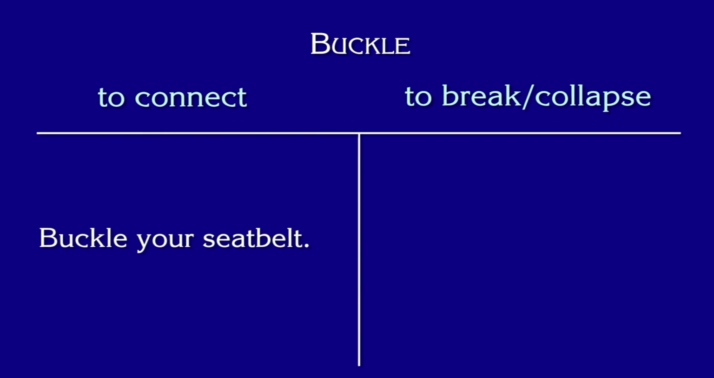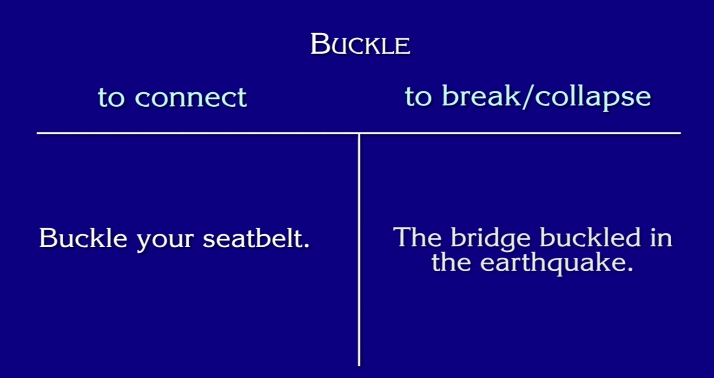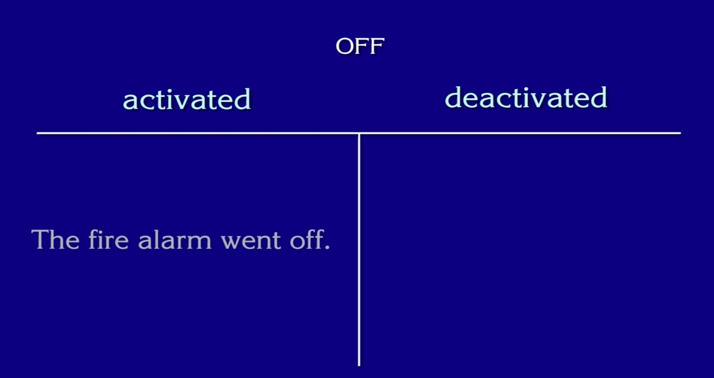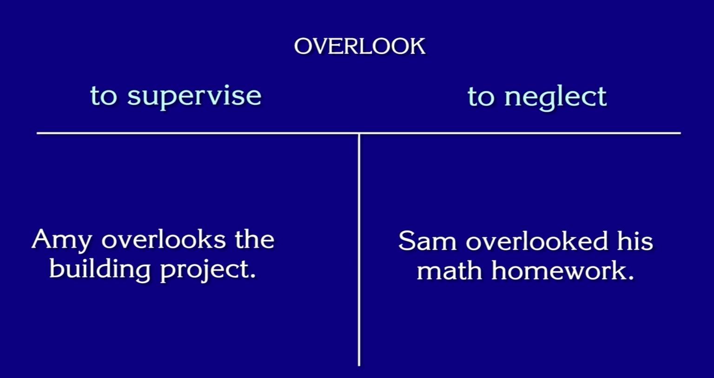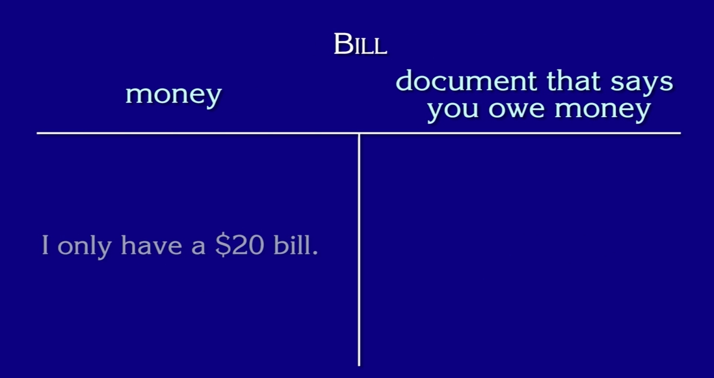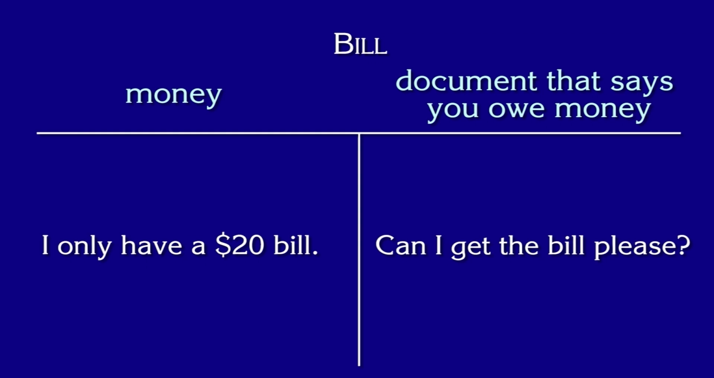Buckle your seatbelt. The bridge buckled in the earthquake. The fire alarm went off. The fire alarm is off. Amy overlooks the building project. Sam overlooked his math homework. I only have a $20 bill. Can I get the bill, please?